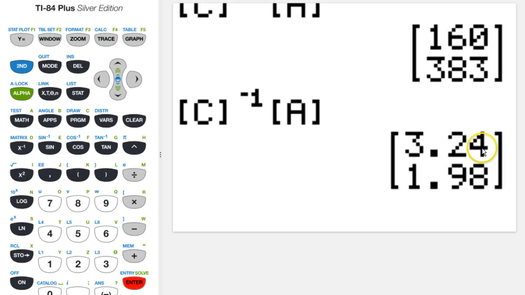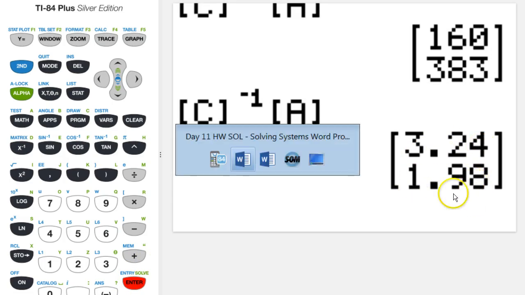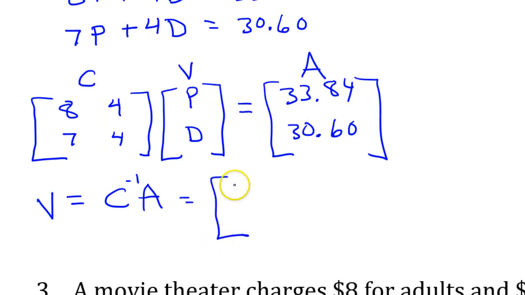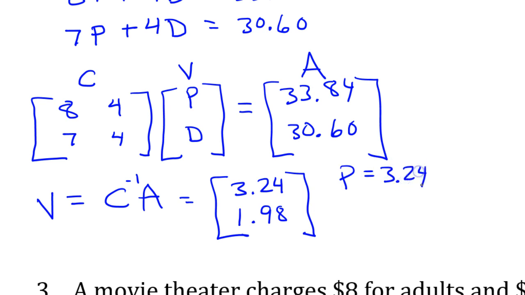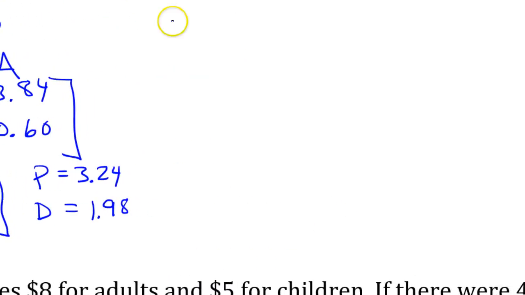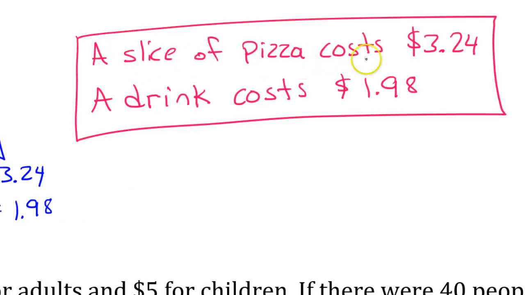Back to the matrix area one more time for matrix A and hit enter. So this is $3.24 and $1.98. All right, that means P is equal to 3.24 and D is equal to 1.98. But let's put this back into words for the final answer. So a slice of pizza costs $3.24, while a drink costs $1.98.